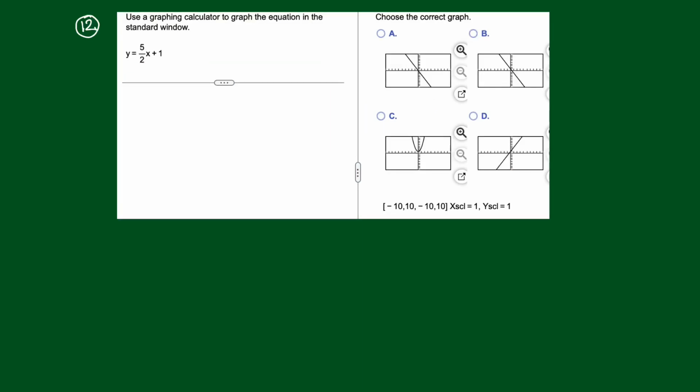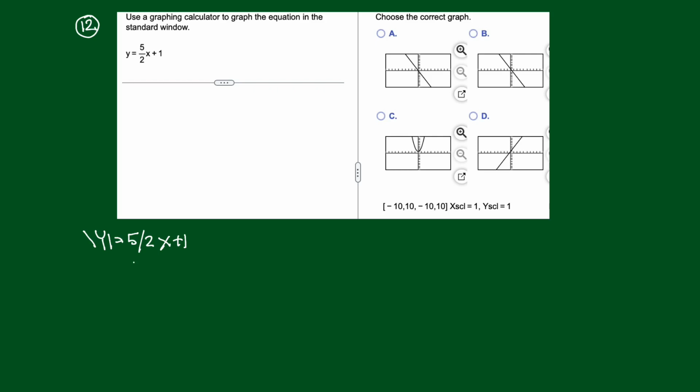Now we've got a fraction here. y equals 5/2 x plus 1. So here's what I'm going to do. I'm going to press my y equals key. y1 will come up. I've got stuff in there from the last graph, so I'm going to press either clear or delete. And I'm going to put in 5 divided by 2 x plus 1.